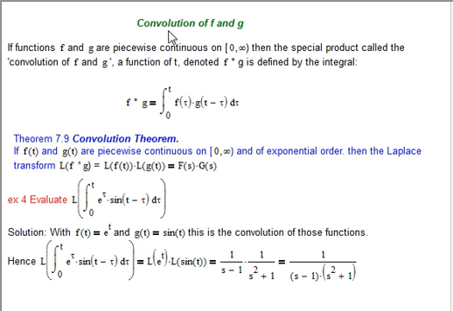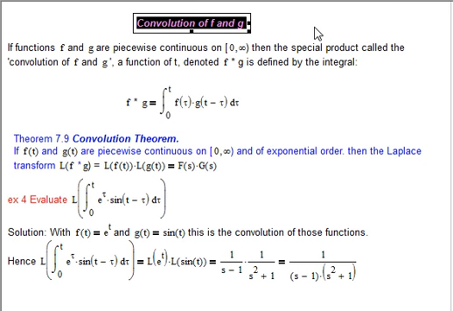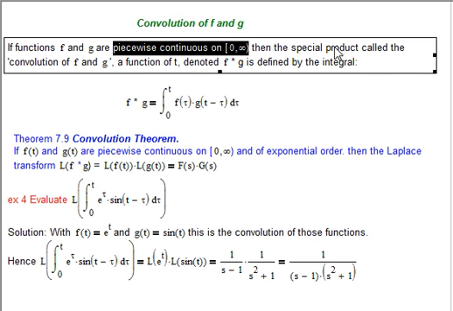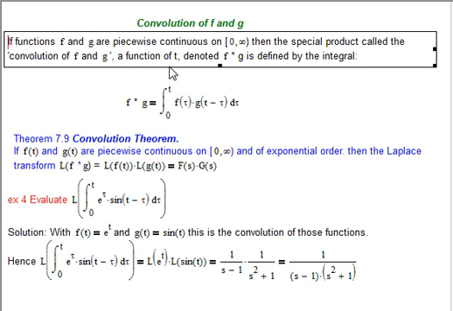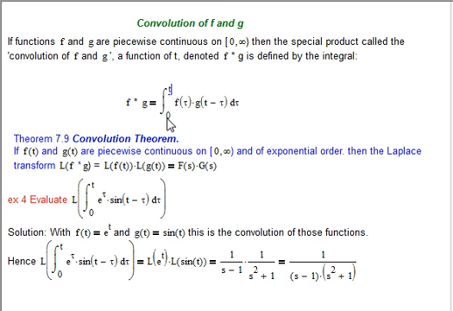Now there's something else called the convolution of f and g, and more than anything else this is useful when we want to do an inverse transform and we have the product of two transforms that we know. So if functions f and g are piecewise continuous on 0 to infinity, then the special product called the convolution of f and g, which is a function of t, is denoted f convoluted with g, and is defined by this integral. f convoluted with g is equal to the integral from 0 to t, that's tau going from 0 to t, of f of tau times g of t minus tau d tau.